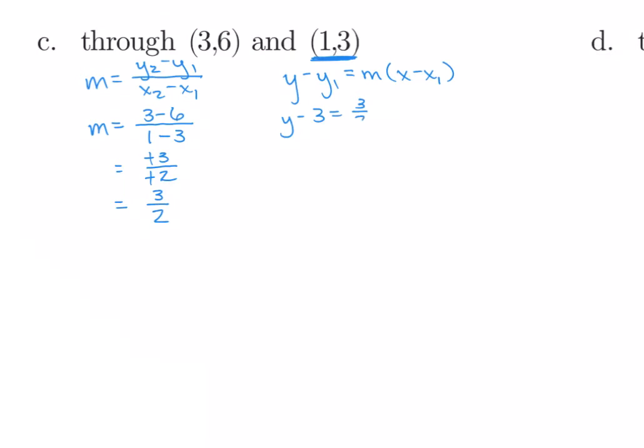So if we go ahead and plug in, we get y minus 3 equals 3 over 2 times x minus 1. All right, so we plugged in. We're going to go ahead and distribute. We get 3 over 2 times x, minus 3 over 2 times 1 is minus 3 over 2. 1 times anything is itself. So negative 1 times anything is negative itself. And then from there we can add 3 to both sides.